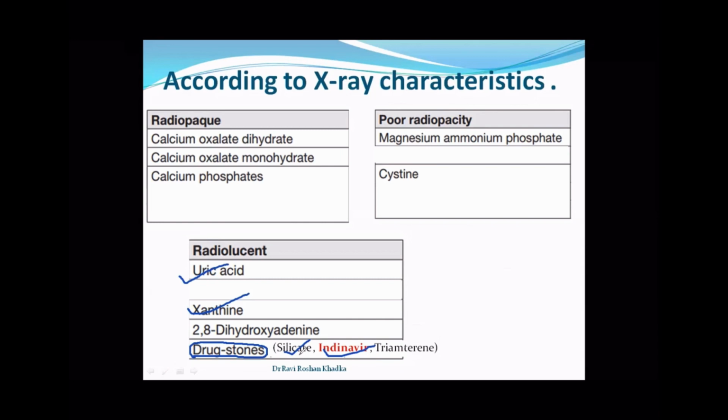Also, an HIV/AIDS patient taking the indinavir drug for a long time, that can also precipitate inside the urinary system. So these drugs are precipitated if taken for a long time or in excess, and these stones are radiolucent stones. Radiolucent stones cannot be seen by the plain X-ray KUB. Let me show you some of the pictures.